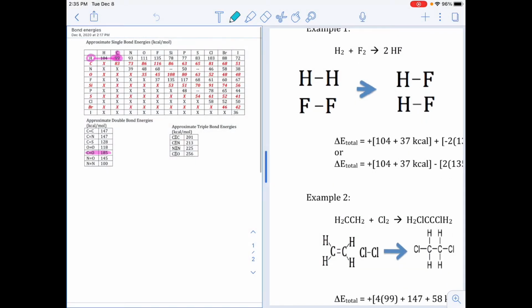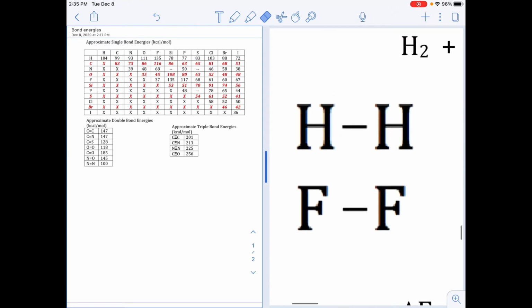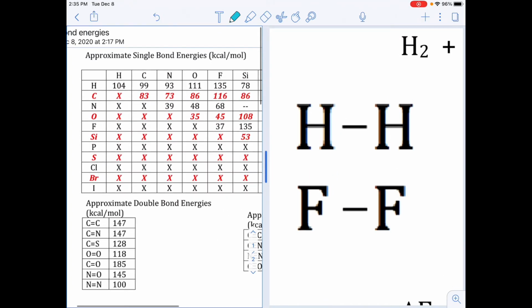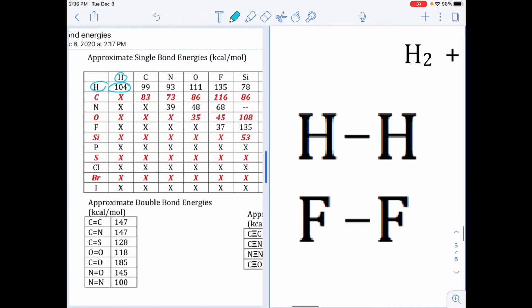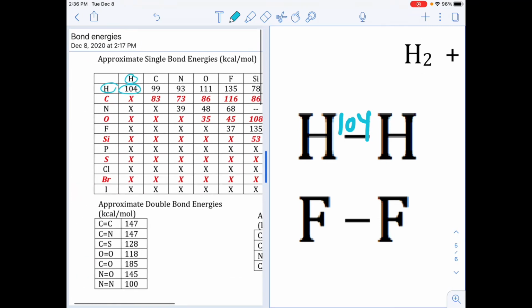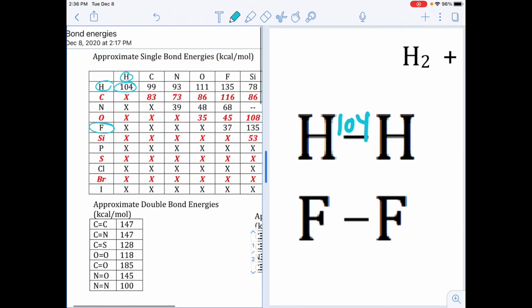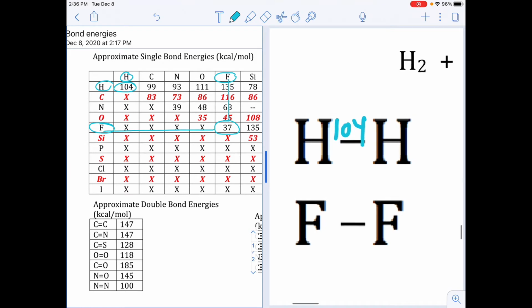There's no way to do this without the bond energies. Okay, I see students look at these and they try to magically come up with an answer. You need to look at the bond energies. So I first have to find hydrogen to hydrogen, okay, 104. And then this one just happens to be on my screen, so we'll say fluorine to fluorine, 37.